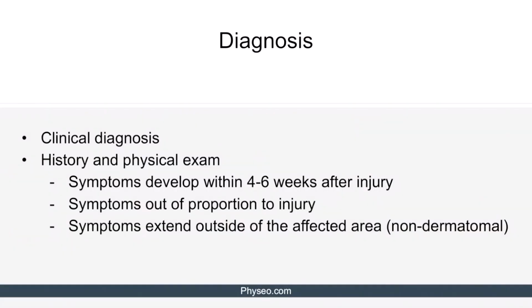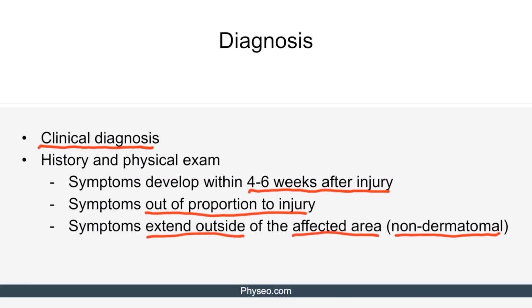Just like fibromyalgia, complex regional pain syndrome is a clinical diagnosis, so it should be suspected in patients with a history of trauma, and that this syndrome really presents to you within 4 to 6 weeks after that trauma. And again, think about pain out of proportion to that initial injury. Interestingly, the symptoms do not have a dermatomal distribution. It's non-dermatomal, and it can actually extend beyond the initial affected area of the trauma.